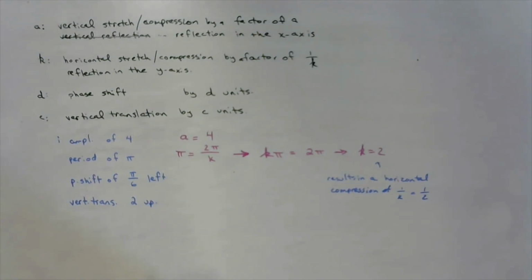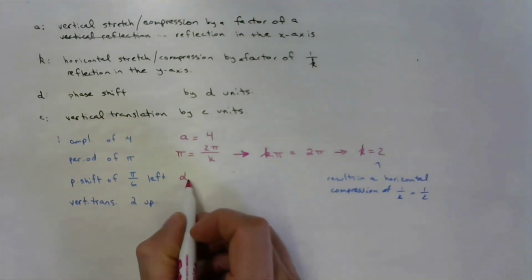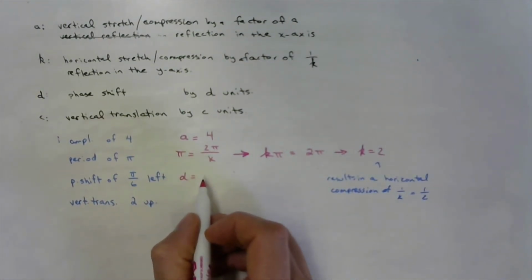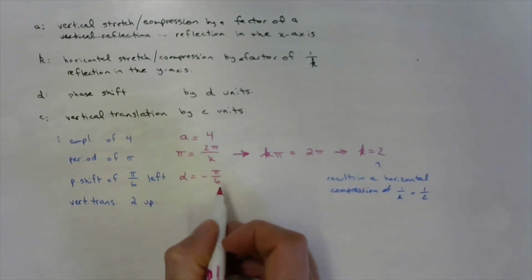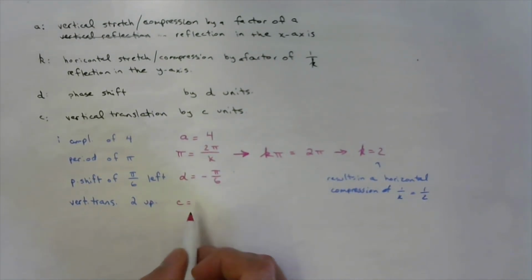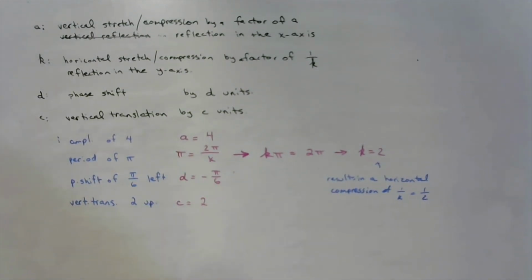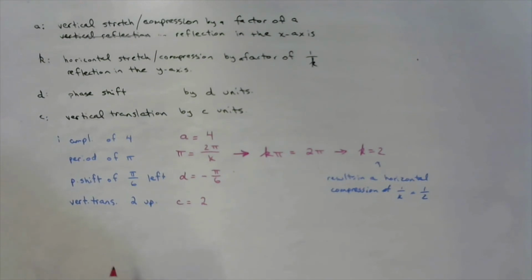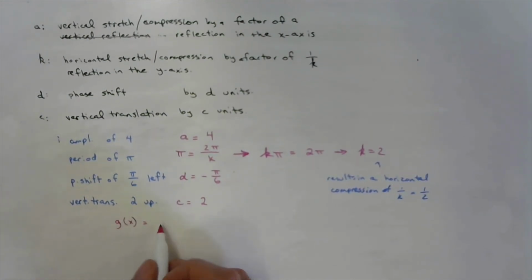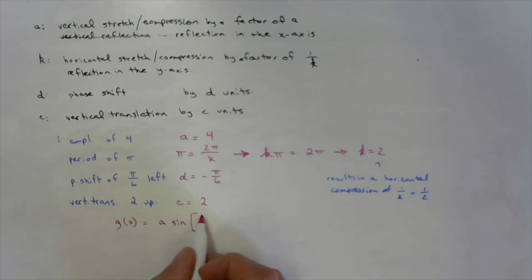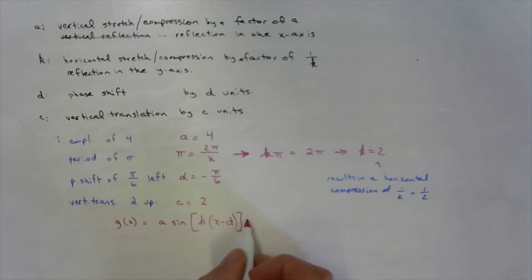Phase shift is pi over 6 radians to the left, so that tells us d. D is going to be negative pi over 6. It's just our horizontal translation. And our vertical translation, C, it's going 2 up, so C is just positive 2. Now all we need to do is, in our general case, which I can write down for us, A times the sine of square bracket K x minus D, close it off, plus C.